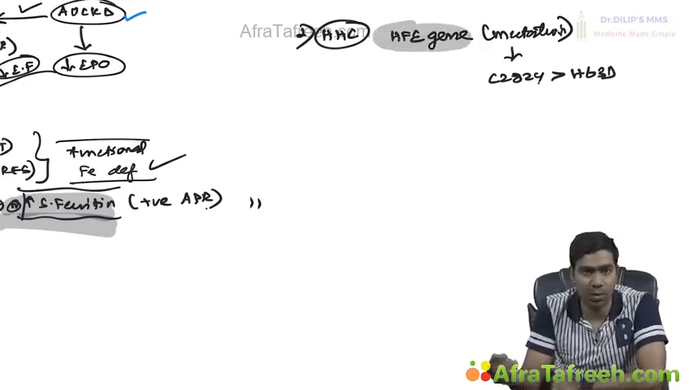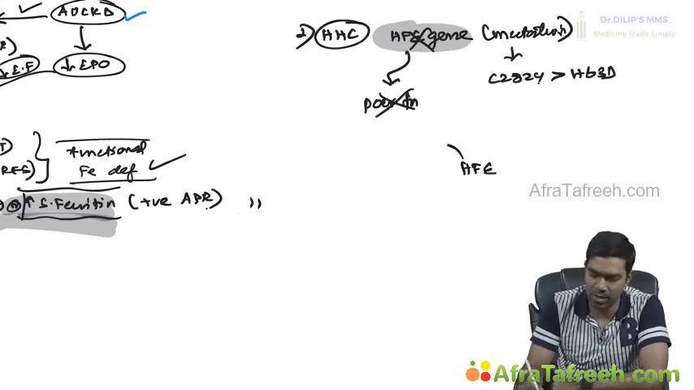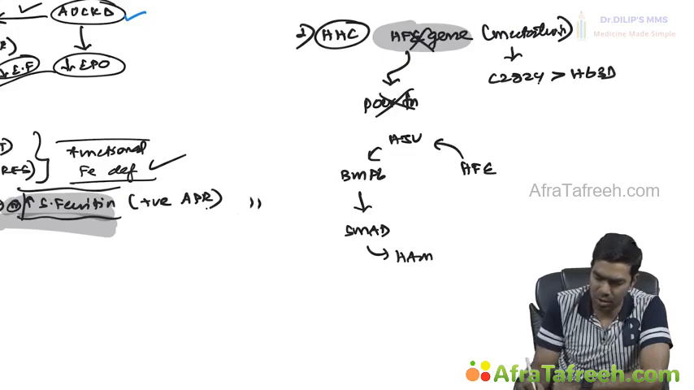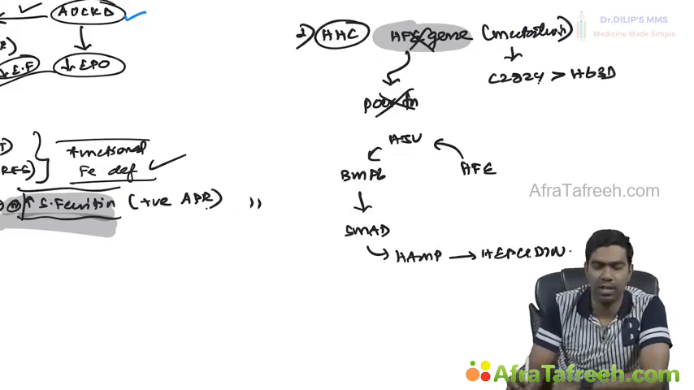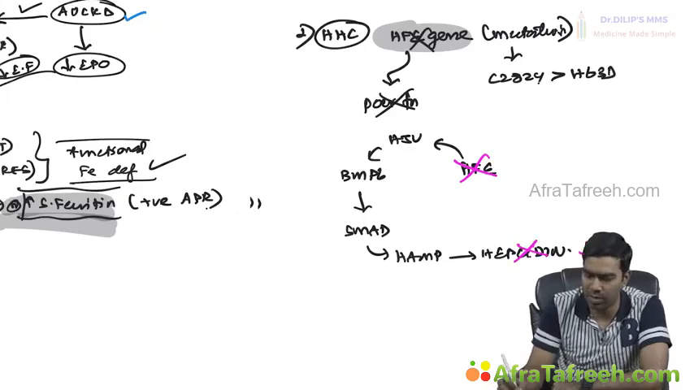Once you develop this mutation in the HFE gene, it's going to result in poor function of the HFE gene, which means you're not going to have HFE. So again, this pathway is disrupted: HFE to hemojuvelin to BMP6 to SMAD to HAMP to hepcidin. This is the cascade that is disrupted, because without HFE you can't produce hepcidin. Your hepcidin will be low.